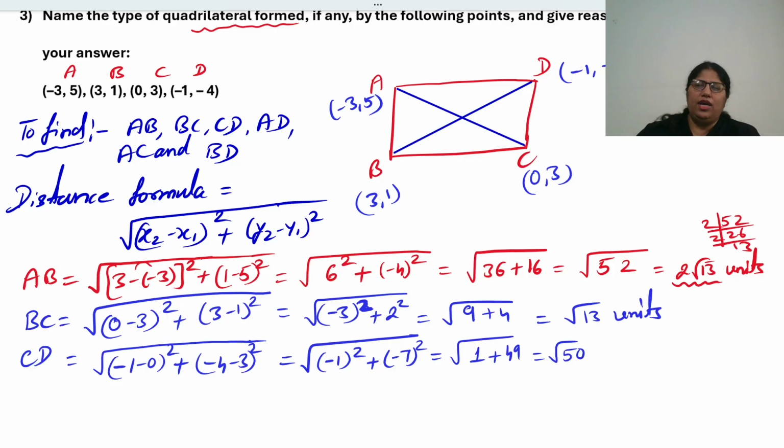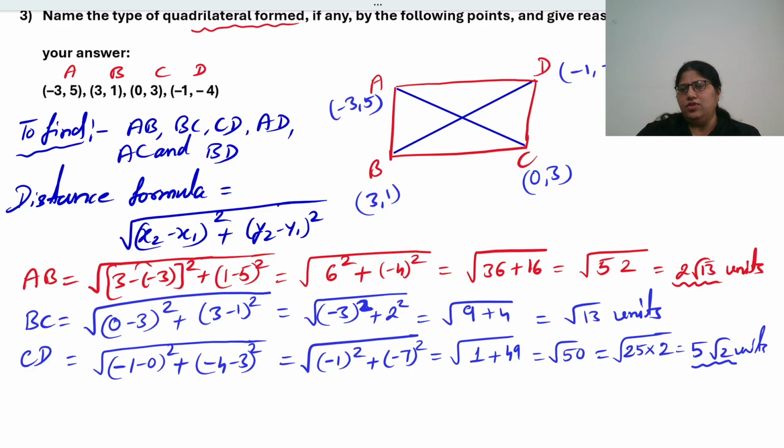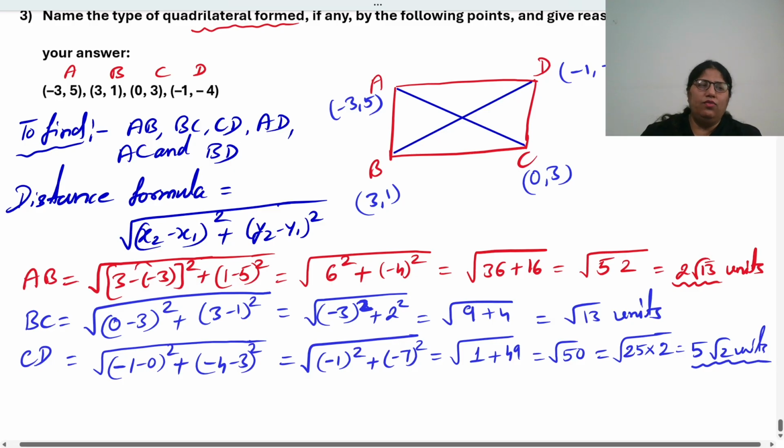Now root 50 is nothing but 25 twos. Other than finding prime factorization, you can write it like this also: 25 times 2 is root 50. So 5 is the perfect square, giving 5 root 2 units. Correct? You see this? After that here, what is the length of AD?